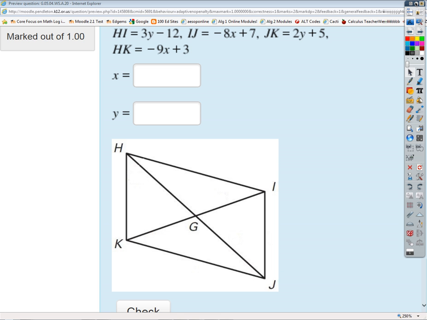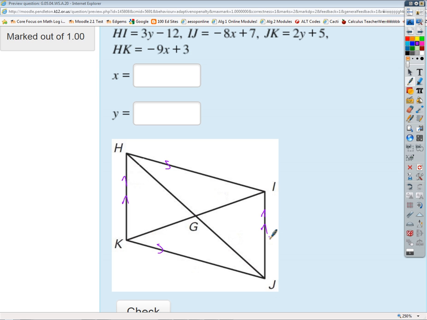Okay, so what are some properties here that might be useful? If I know it gives me lengths of HI and IJ and JK and HK, what's something useful about a parallelogram that might be helpful here? The two sides that are parallel to each other. Okay, so like HI and KJ. That's one thing that's true. In a parallelogram, these sides are parallel and those sides are parallel.